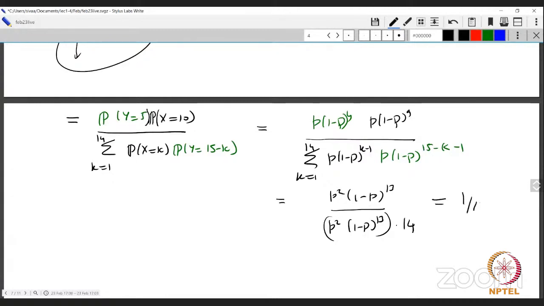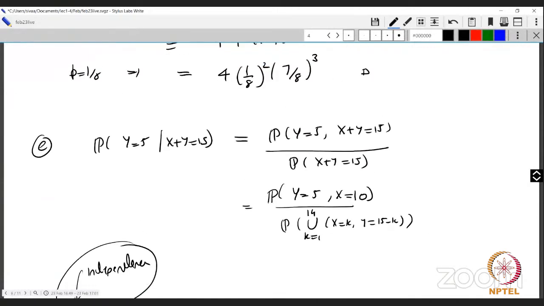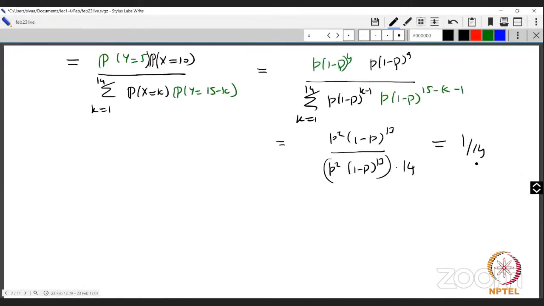It's kind of funky, right? The chance that y equal to 5 given x plus y is 15 is independent of p. So that's the beautiful part of the problem. So what have we found? We have found that the chance that y equal to 5, given x plus y is 15, is independent of p.